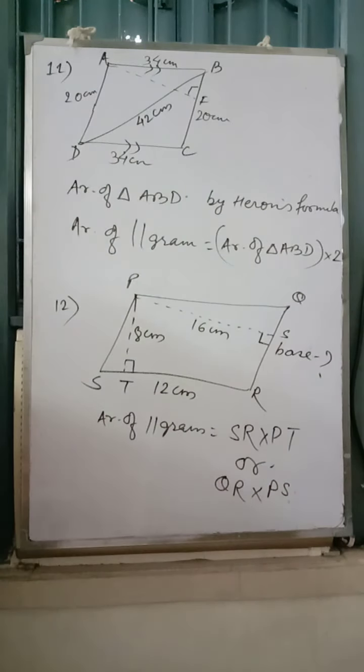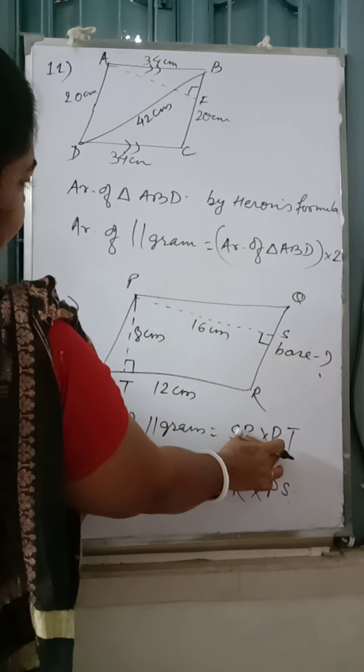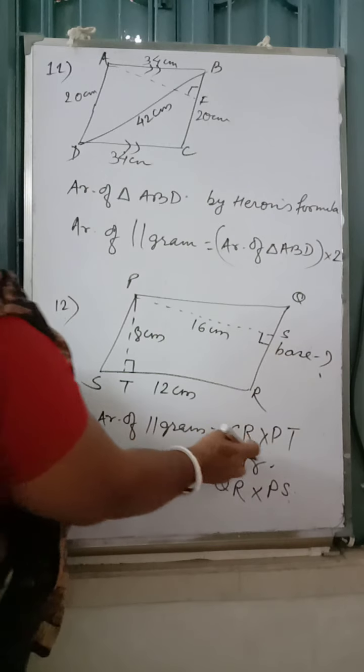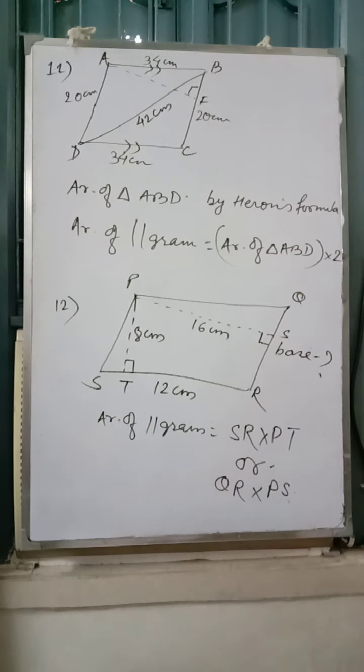Now out of these 4 things, 3 things you have. SR, PT both you have, and this side PS you have. So you can get QR. SR into PT divided by PS, you will have QR. So you can get the base. For this also there is no problem.